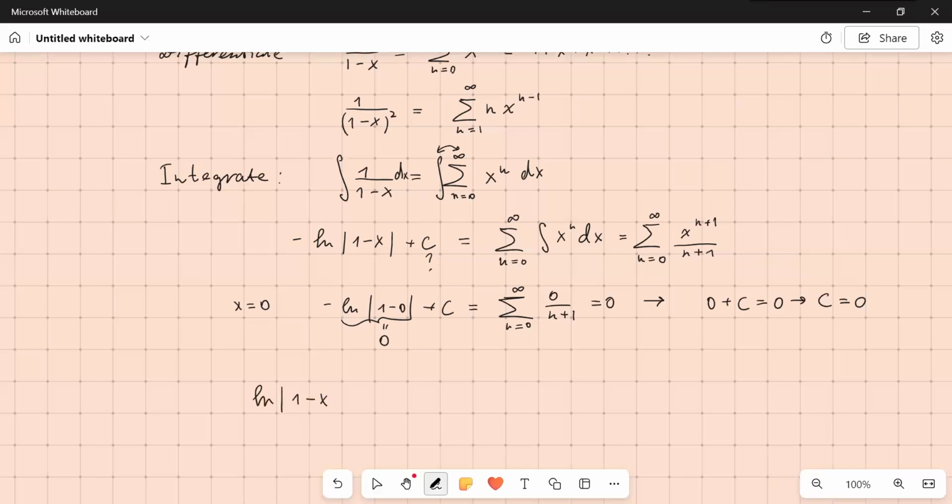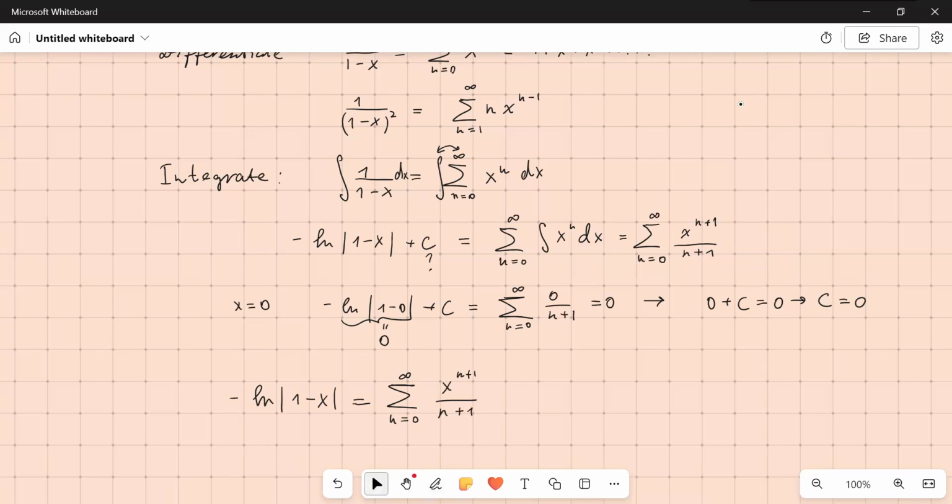Ln of 1 minus x equals sigma, n equals 0 to infinity, x to the n plus 1 over n plus 1.